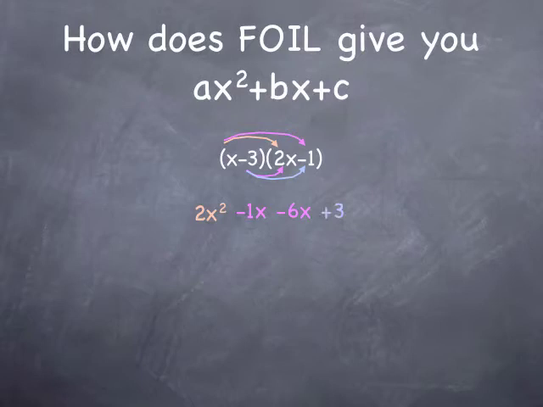Then we combine the outer and inner terms. They're like terms, they have the same degree. And so we get the expression 2x squared minus 7x plus 3. This is in the form ax squared plus bx plus c. In this expression, the value of a is 2, it's the coefficient on the x squared. The value of b is negative 7, and the value of c is 3.